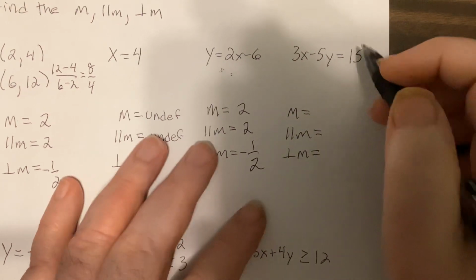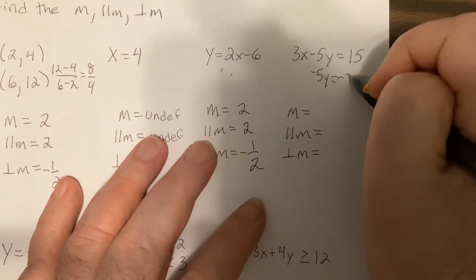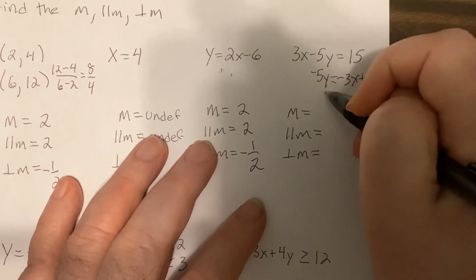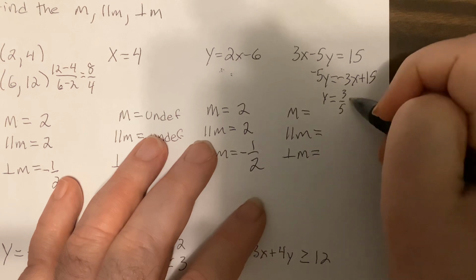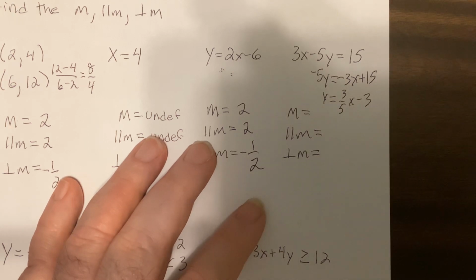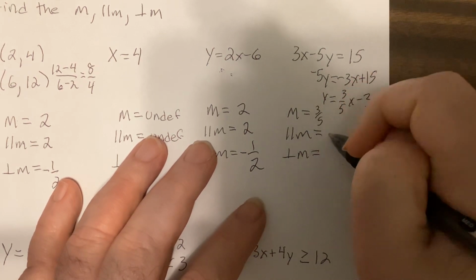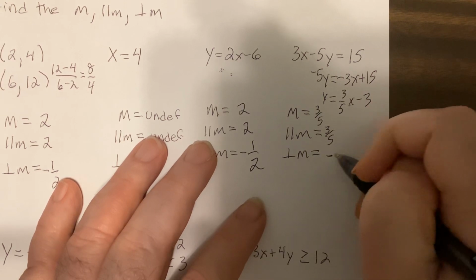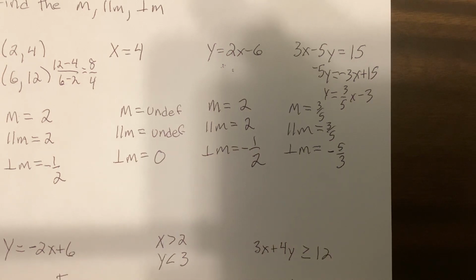This one, solve it for y. So subtract 3x, divide by negative 5. So it'd be 3/5, 3/5, perpendicular, negative 5/3.